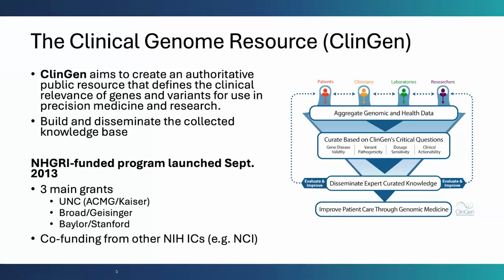So just for you that may not be familiar with ClinGen, I'll go through quickly. We developed in 2013, so we're going into our 12th year here. And we went with the aim of creating an authoritative public resource that defines the clinical relevance of genes and variants for use in precision medicine. It was really important coming out of the Human Genome Project.